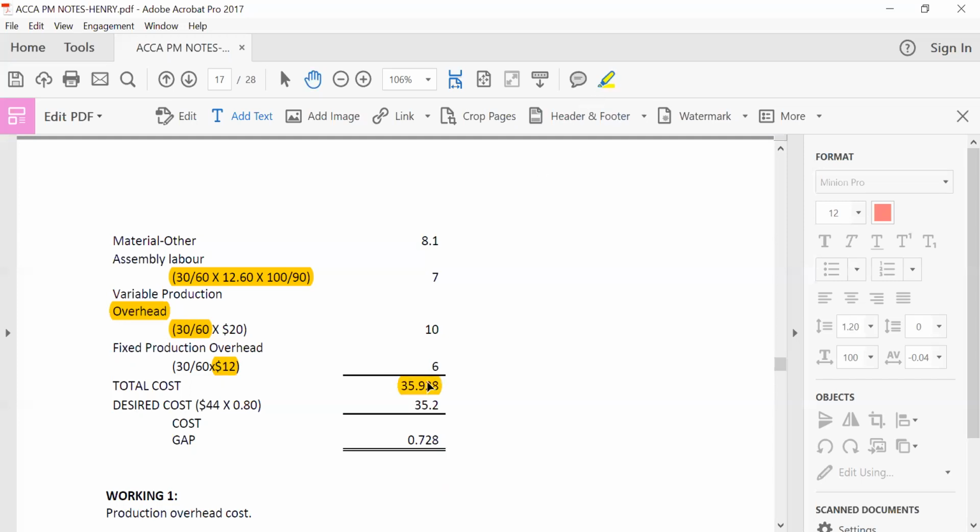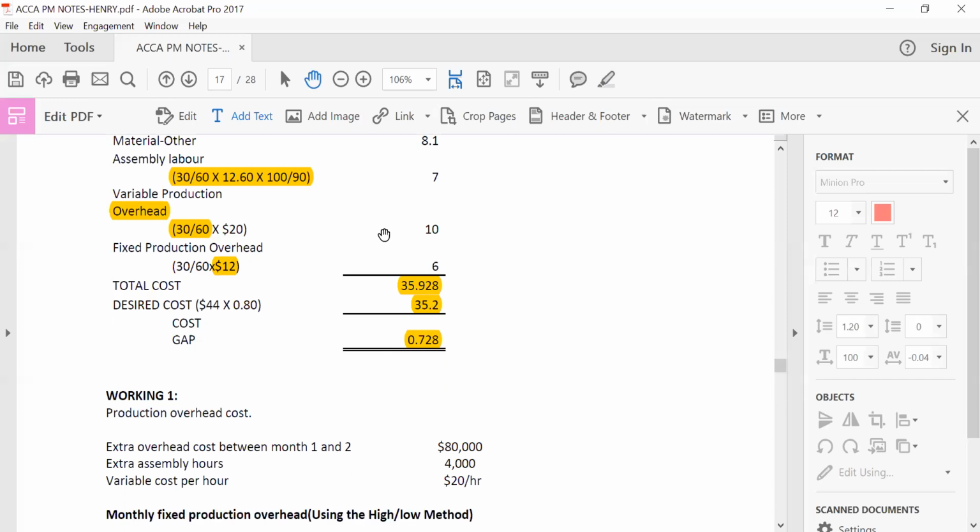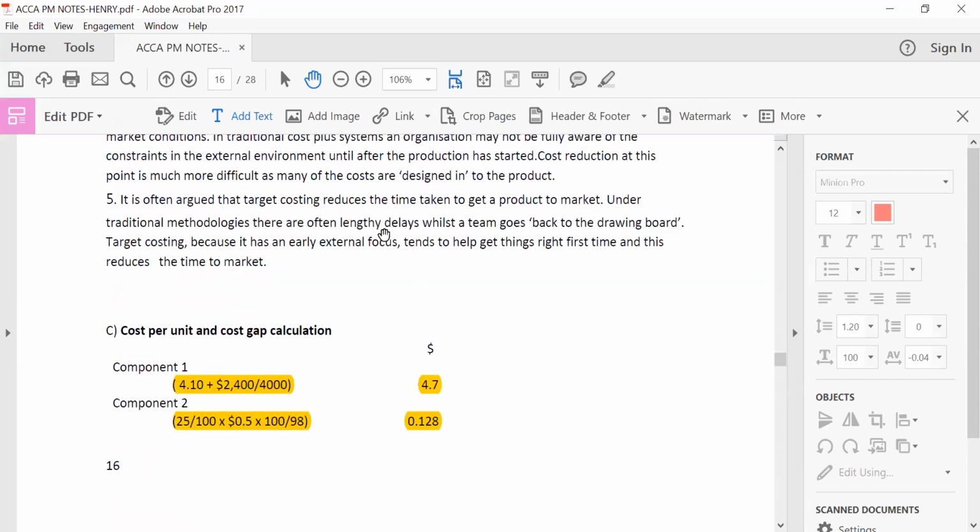Meanwhile, customers want the product to cost 35.2. So there is a problem. Performance manager, you cannot sleep. If you're not able to eliminate this target cost gap, you cannot sleep. So there's a target cost gap of 0.728, and the examiner asked you to talk about possible ways of eliminating that target cost gap. Ladies and gentlemen, I'm waiting for questions.